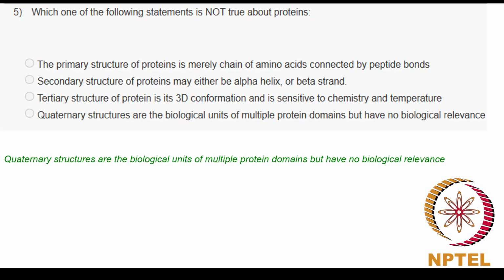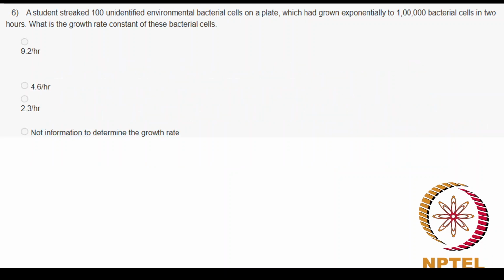So moving forward to the next question: a student streaked 100 unidentified environmental bacteria cells on a plate, which had grown exponentially to 1 lakh bacterial cells in 2 hours. What is the growth rate constant of these bacteria? So how do we solve these questions? First, you can write the equations, then we can move forward and solve these questions. This is a very simple question. Take some time to write all the values.